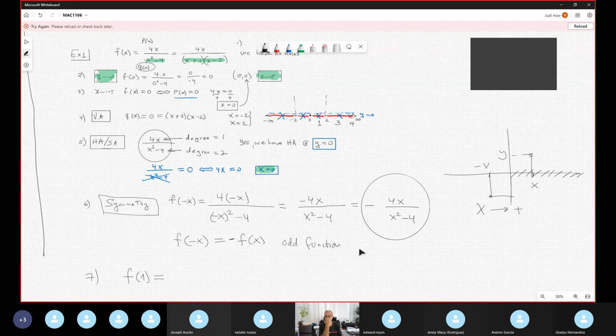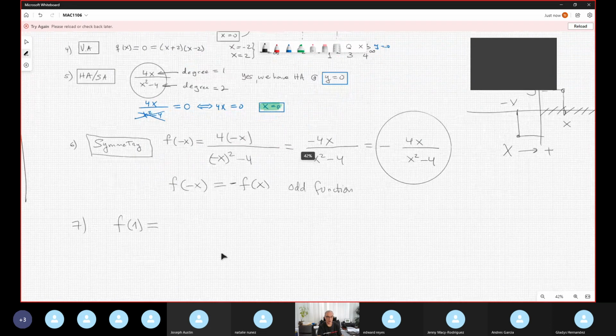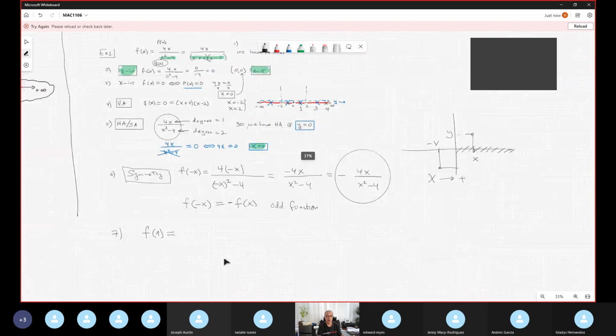Okay, so now you understand the thing I try to explain? I evaluate at 1, I evaluate at 3, I evaluate at 4, and I can infer the value at -1, the value at -3, and the value at -4 because the symmetry is odd symmetry.